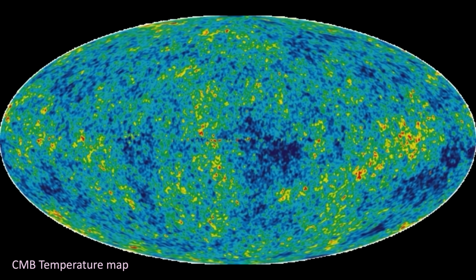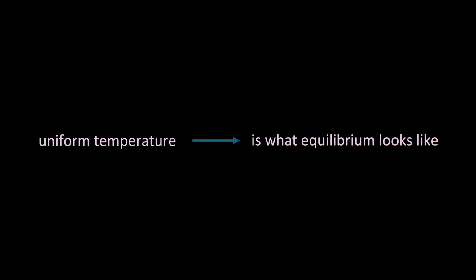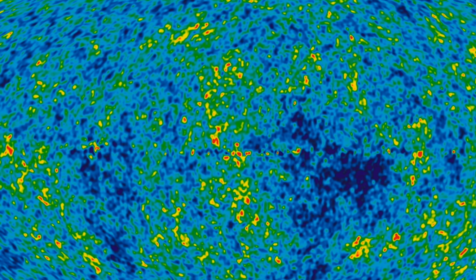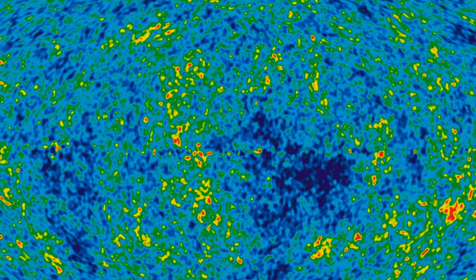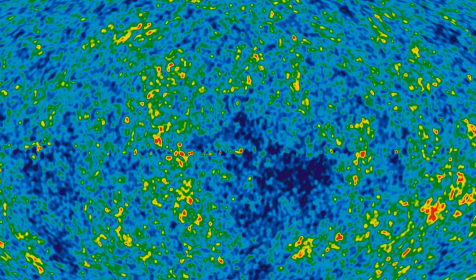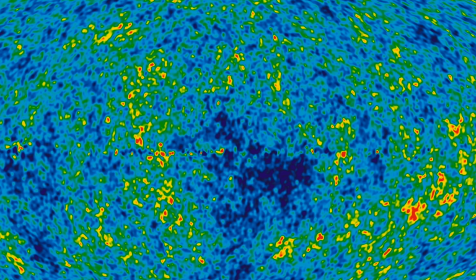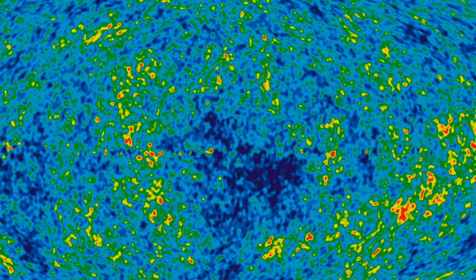And so the message from the Big Bang's afterglow is clear. The early universe was astonishingly uniform. And that's the key point. Uniform temperature is what equilibrium looks like. So for matter and radiation, a sky glowing uniformly with microwave radiation is exactly what you'd expect from a system that has reached thermal equilibrium, a state of very high entropy for matter and radiation.